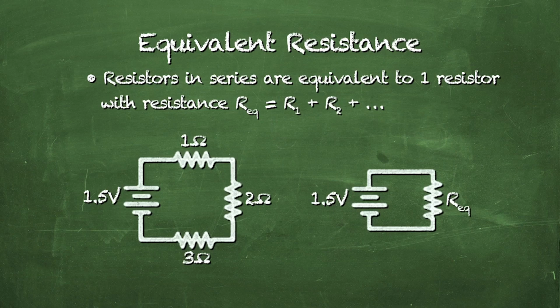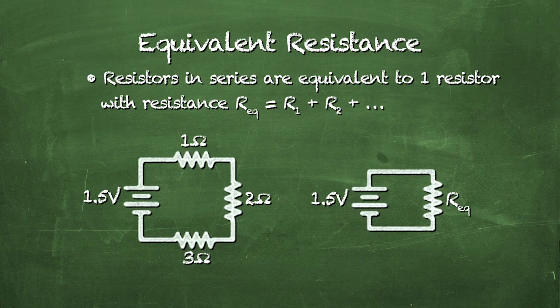We have a 1.5 volt battery, a 1 ohm resistor connected to a 2 ohm resistor, connected to a 3 ohm resistor, and there are no branches in between the resistors. So, whatever current goes through the 1 ohm resistor must also go through the 2 ohm resistor, and the same current must go through the 3 ohm resistor. So there is only one current going through all three of those resistors. So those resistors are in series.